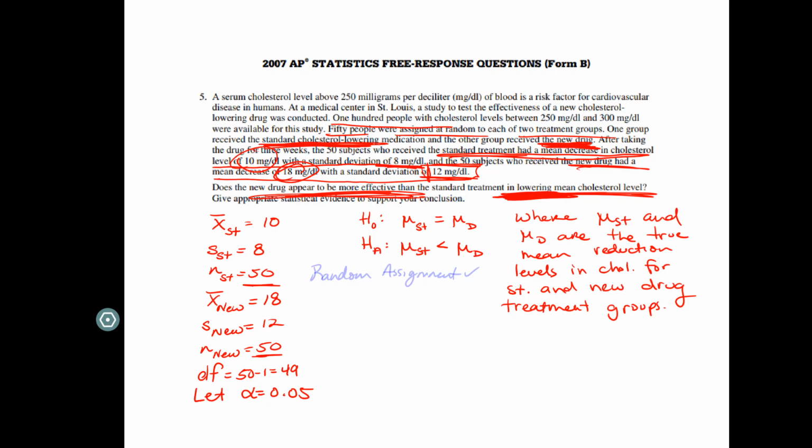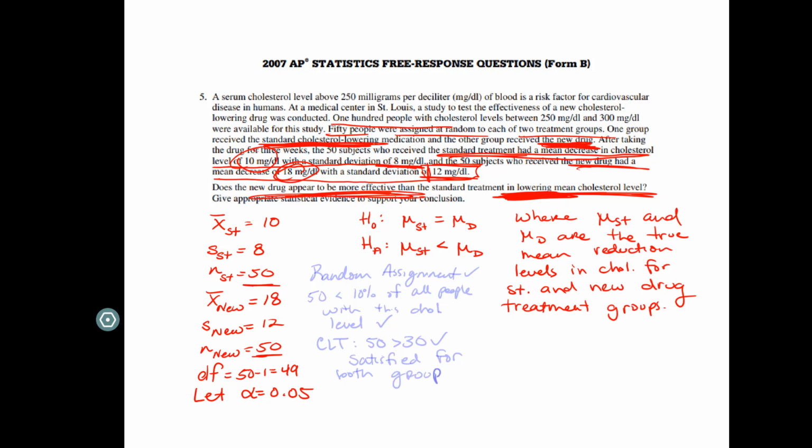And then you could say that 50 is going to be less than 10% of all people with this cholesterol level that took part in the experiment. So that's satisfied. And then finally, hey, this is good news. We have our CLT. That is indeed satisfied. 50 is greater than 30, satisfied for both treatment groups. So all of our conditions are met.